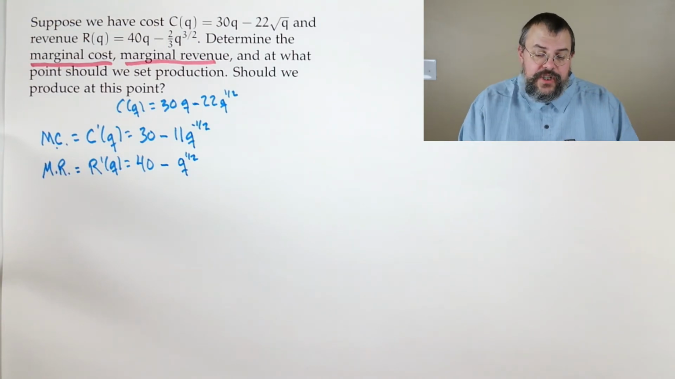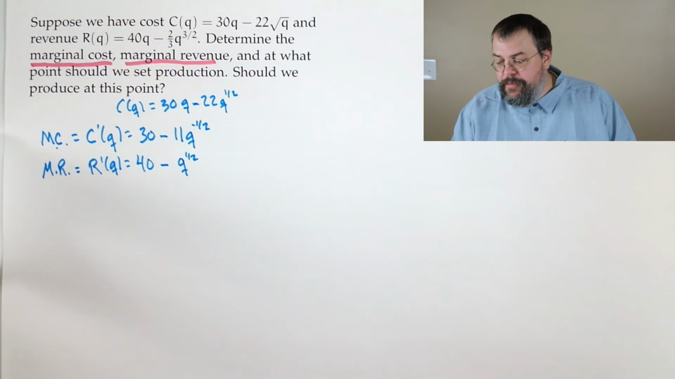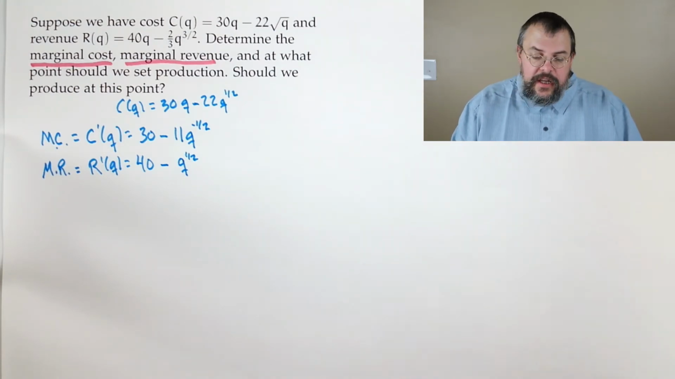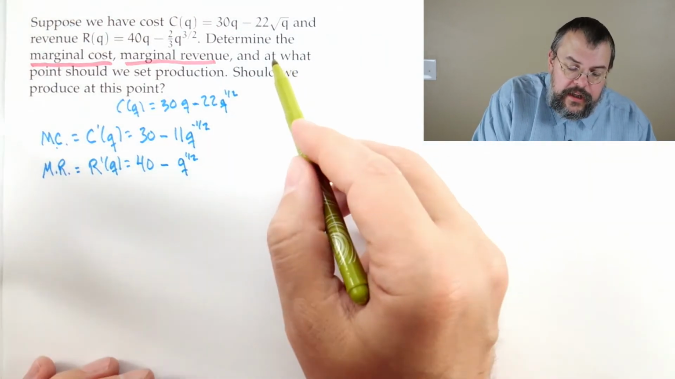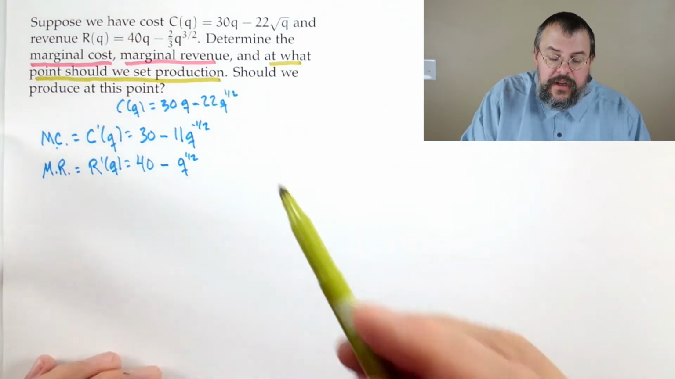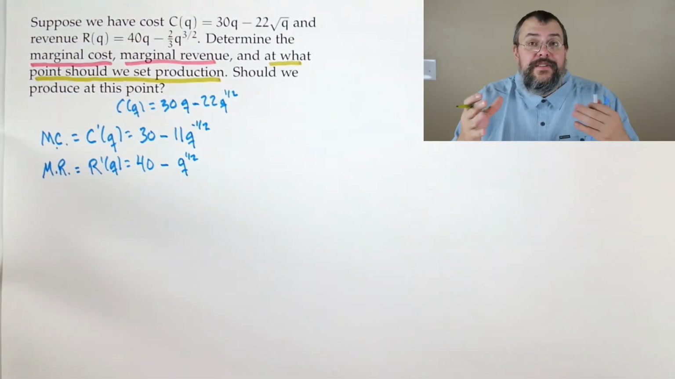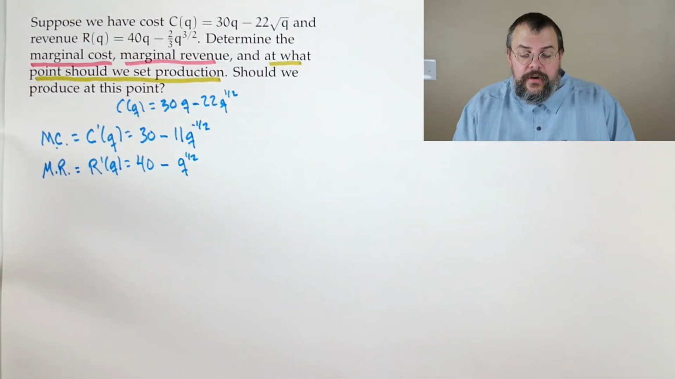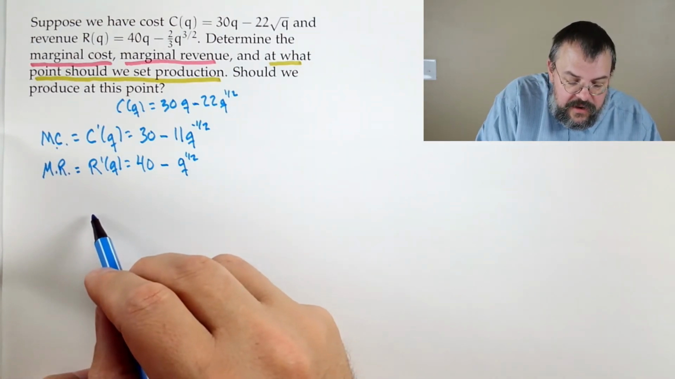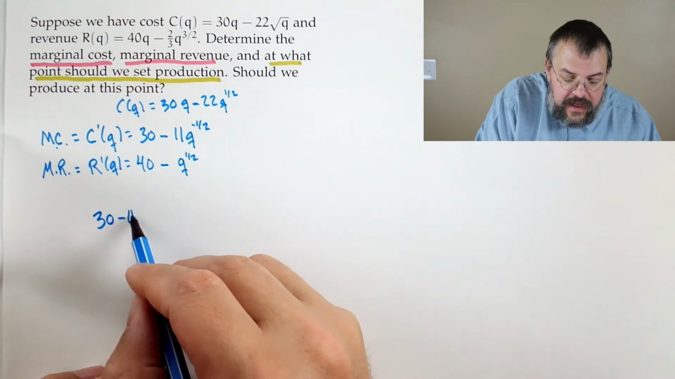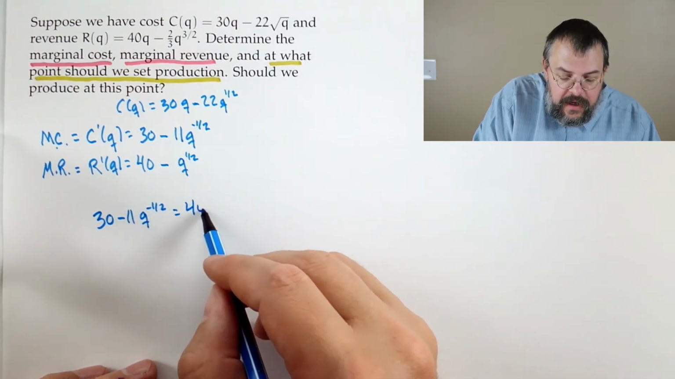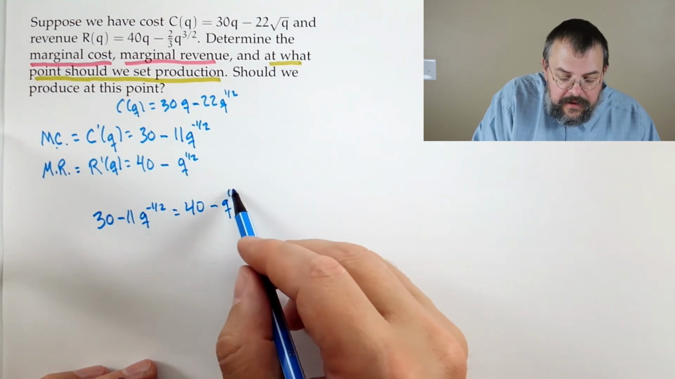Now the next question, at what point should we set production? So where do we figure out where to set production? The answer is we look at the marginal cost and marginal revenue, and they have to be equal. If they're not equal, there's incentive to change. So we have to take our functions and set them equal to each other. So 30 minus 11 Q to the minus 1/2 should equal 40 minus Q to the 1/2.